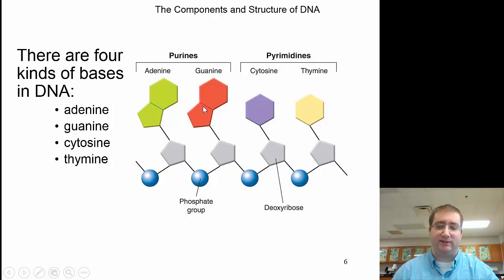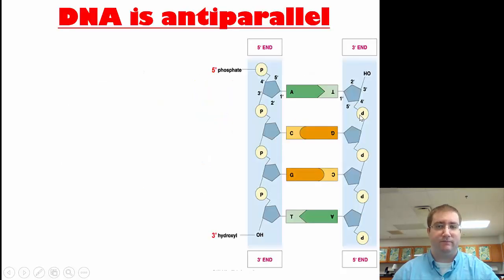So these guys are what's actually going to form the rungs of that DNA ladder, the inside part of that DNA ladder. And these nitrogen bases actually create the code that makes you, you. So all DNA molecules have the phosphate and sugar backbone, but it's the order of these nitrogen bases that actually makes you, you. That is what your DNA is.